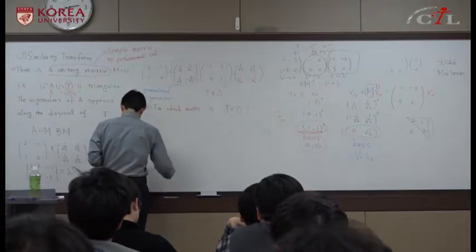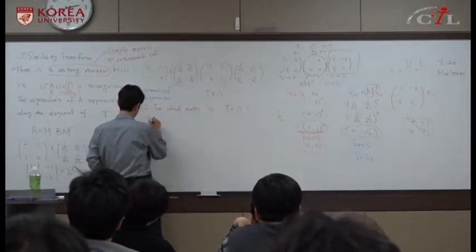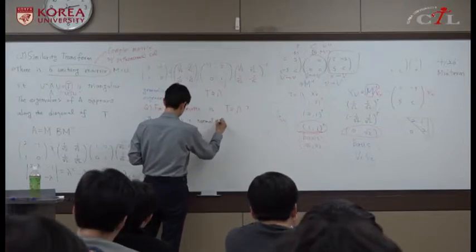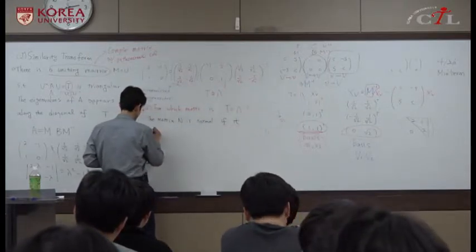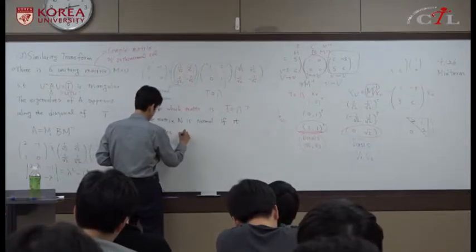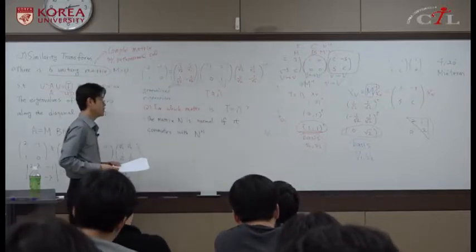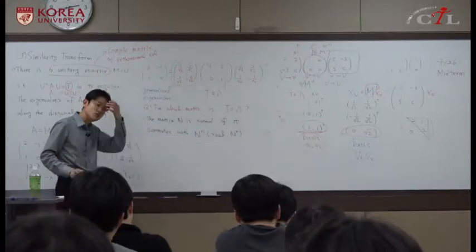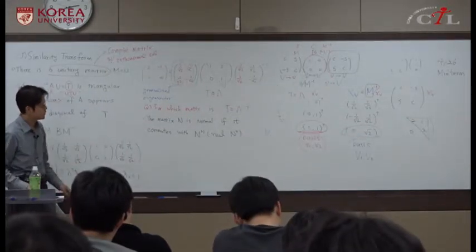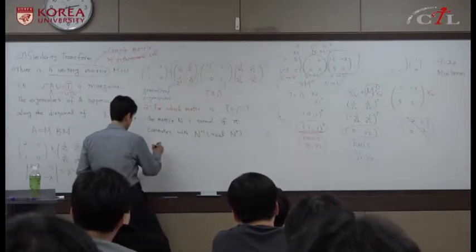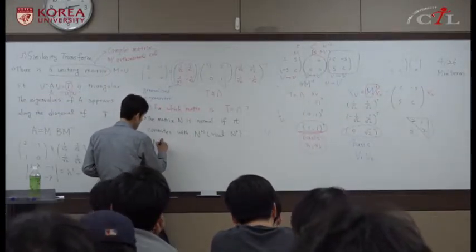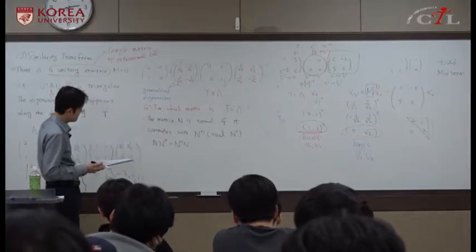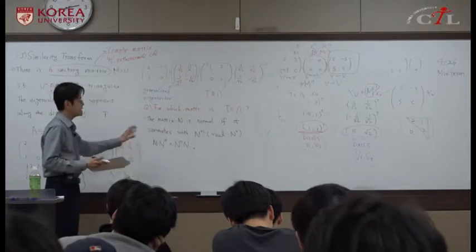For that, we define a normal matrix. A matrix N is normal if it commutes with N Hermitian. Hermitian, for the real case, is N transpose. For the complex case, it is the Hermitian conjugate: you need to conjugate the inside components. That means if it commutes, then N N^H equals N^H N. Then we can change the order, so it's commutative. If this is satisfied, then we say it is a normal matrix.